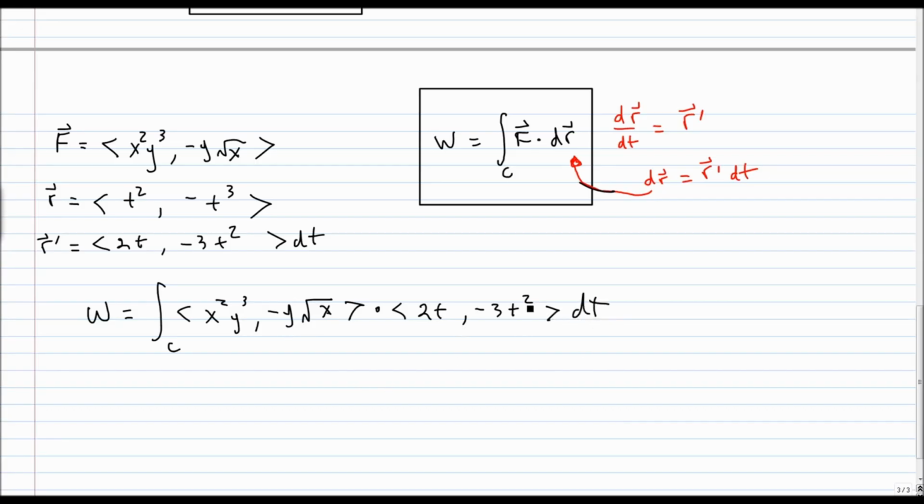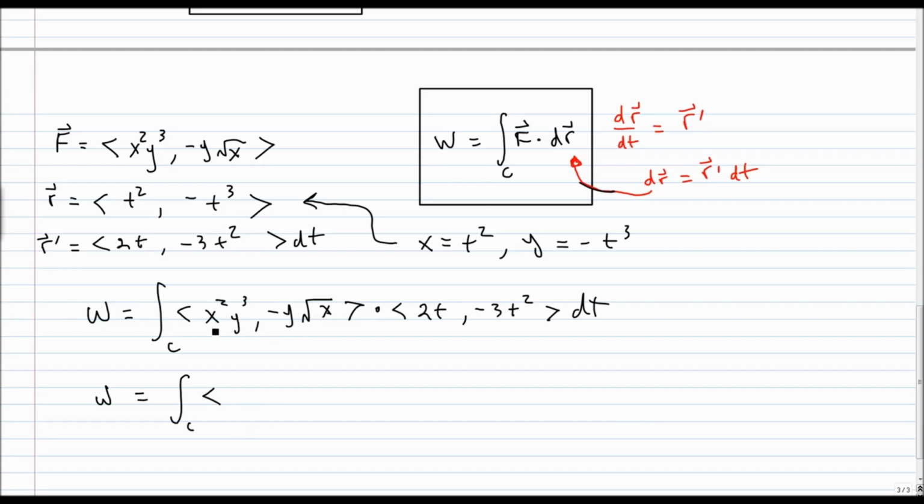Now you can see that I want to integrate this thing with respect to t. And here I have a bunch of x's and y's. Well, we know from r that x is t squared and y is negative t cubed. The x component of r is t squared, so that means x is t squared. And the y component of r is negative t cubed, so y must be negative t cubed. So if we know what x and y are, remember they're parameterizations, then we can plug them in for F, our vector field.